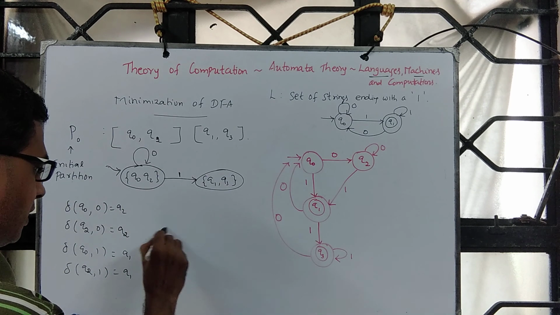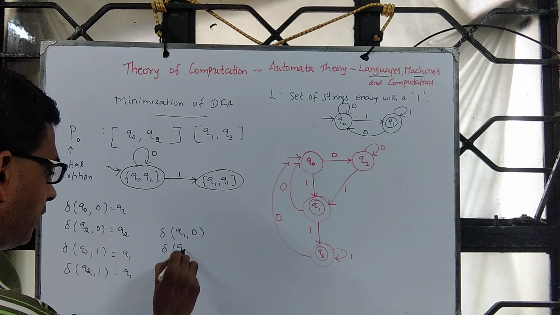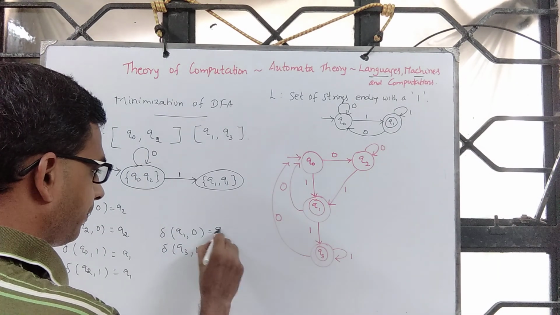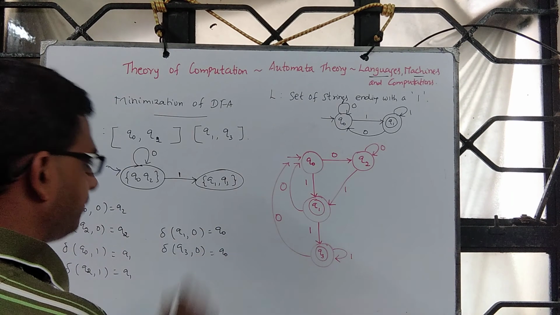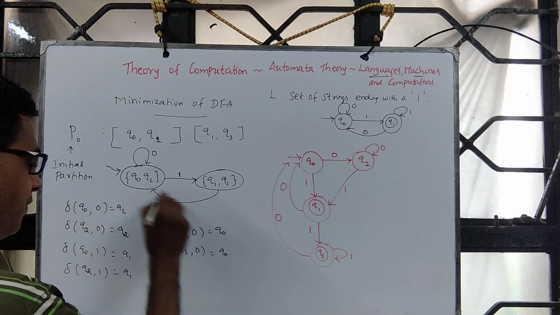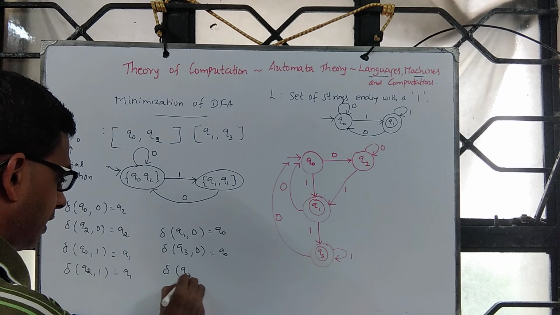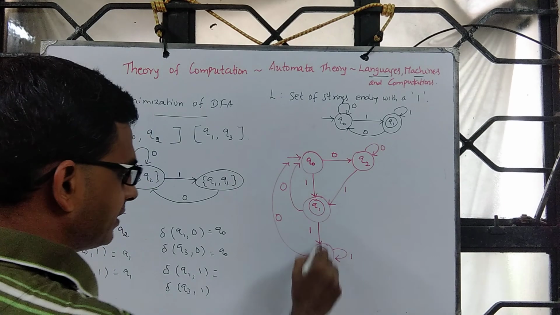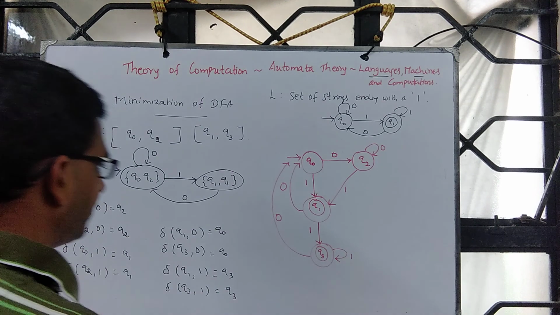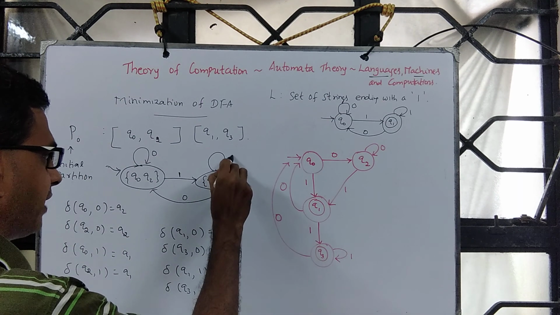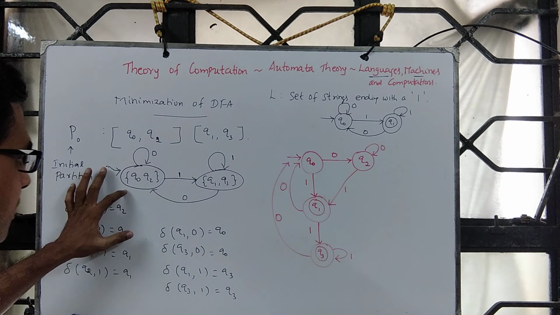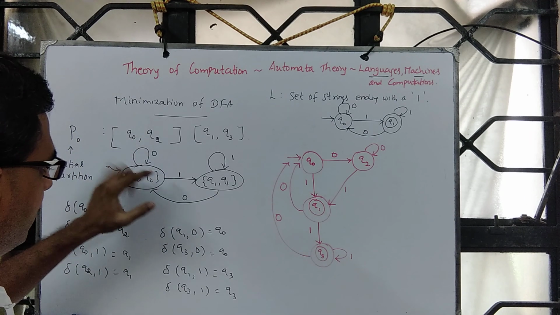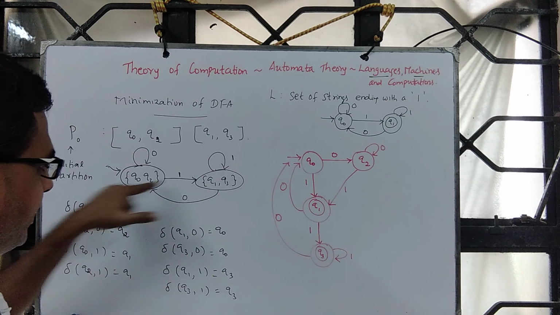Now let's look at delta of Q1 comma 0 and delta of Q3 comma 0. Q1 comma 0 gives Q0, Q3 comma 0 gives Q0, which means both of them come over here. Then let's look at Q1 comma 1 and delta of Q3 comma 1. Q1 comma 1 gives Q3 and Q3 comma 1 gives Q3, which means on reading a 1 we stay here. Now if you look at this automaton, you clearly see that for this state 0 is uniquely defined, 1 is uniquely defined. For this one also, 0 is uniquely defined, 1 is uniquely defined.